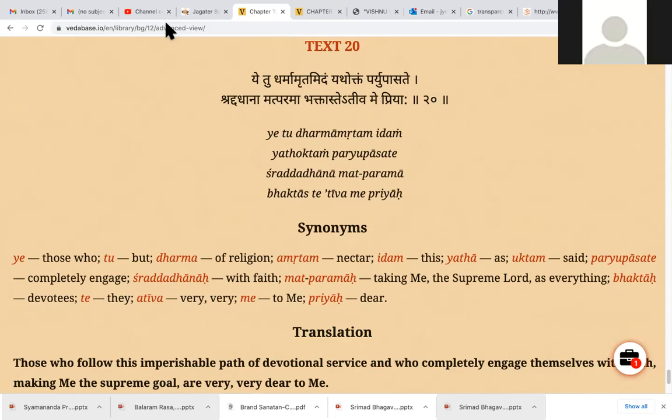I'll try, Shruti. Yes, Mataji, of course. ये तु धर्म अमृतम इदम यथोक्तं पर्युपासते श्रद्धा धन मत परमा भक्तास्तेतिव मे प्रियः. Okay, could you try that again once more?